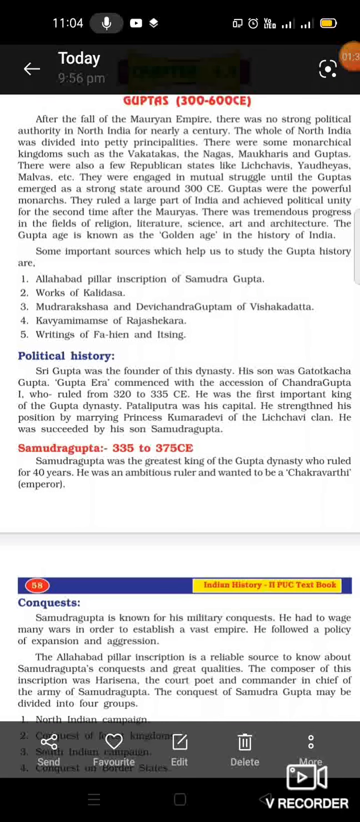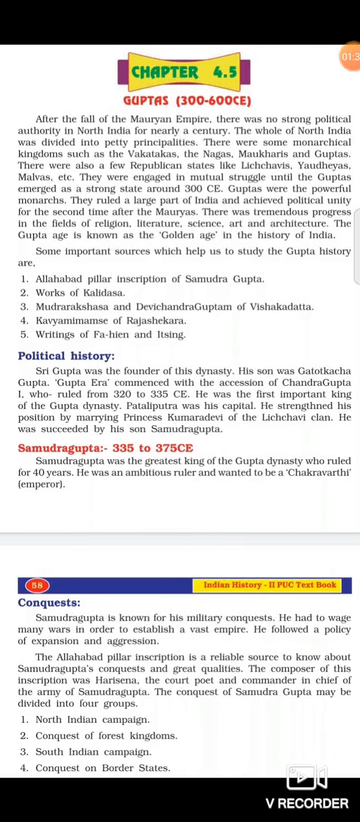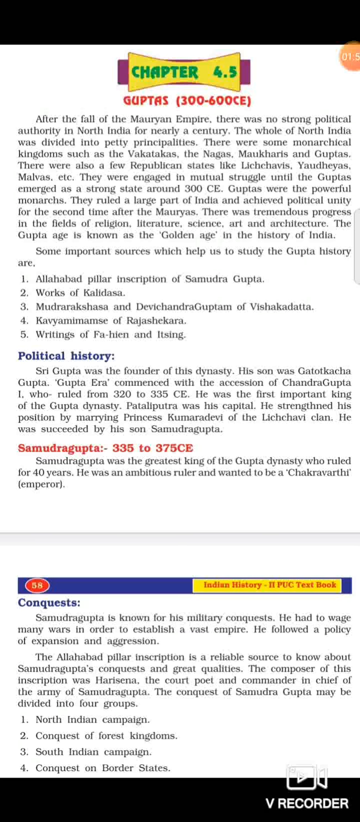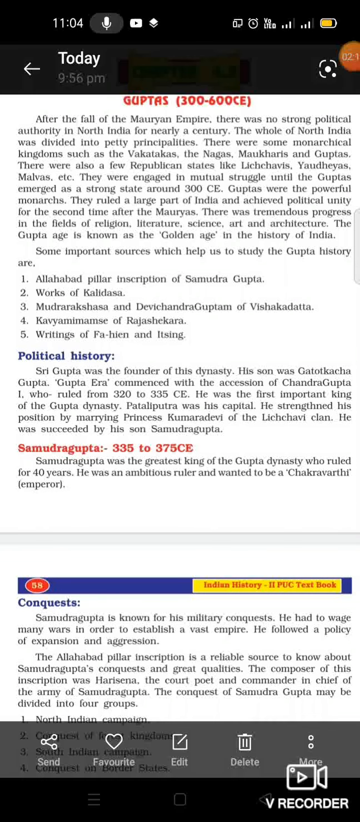Some important sources which help us to study Gupta history are: first, the Allahabad pillar inscription of Samudragupta. Second, the works of Kalidasa. Third, Mudra Rakshasa and Devi Chandraguptam of Vishakhadatta. Fourth, Kavya Mimamse of Rajashekhara. Fifth, the writings of Fahian and Itsing.